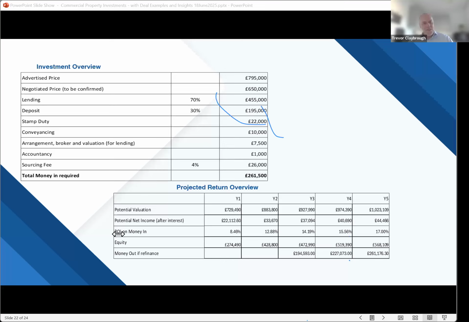And as an aside, the return on investment on money in includes the standard management fees, which generally are between 9 and 10% for managing the commercial property and managing all the leases. So this is the actual money basically in pocket after all the costs.